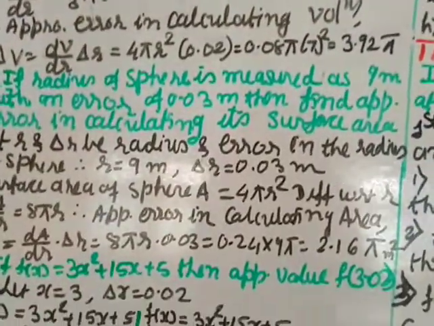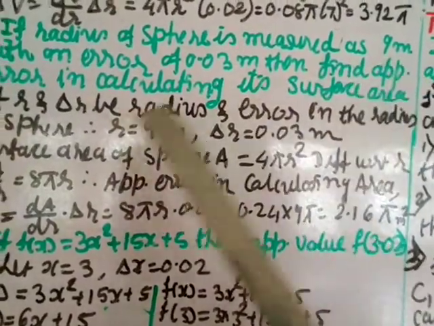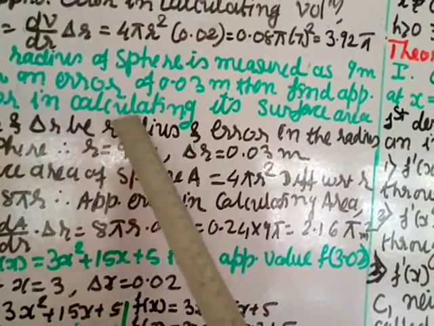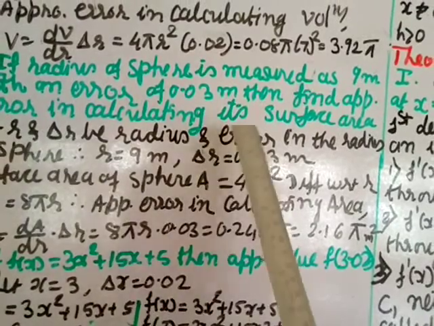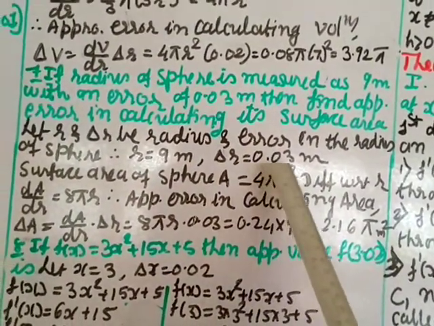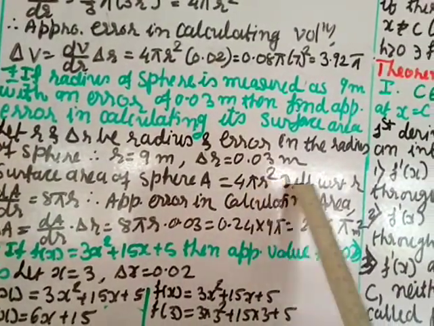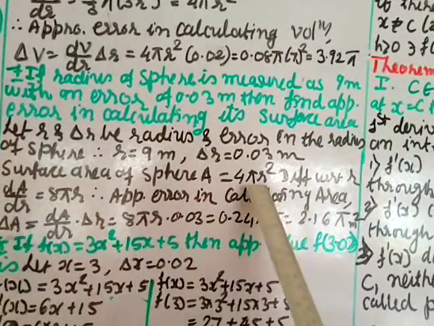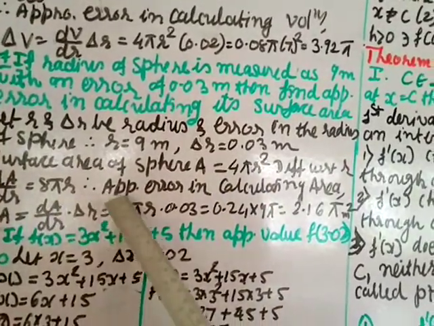Question number 7. If radius of a sphere is measured as 9 meter with an error of 0.03 meter, then find approximate error in calculating its surface area. Let r and delta r be the radius and error in the radius of the sphere. R is given to you 9, delta r is given to you 0.03 meter in the question. Now surface area of the sphere is 4 pi r square. Differentiate with respect to r. So you get dA by dr is equal to 8 pi r, because r square derivative is 2r, so 4 into 2 is 8, so 8 pi r.